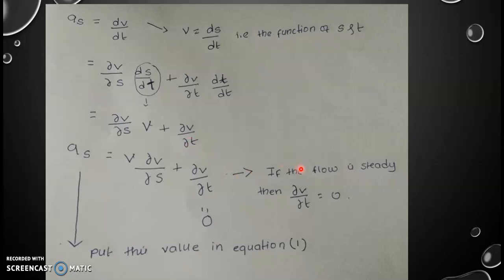But if you remember, we have assumed that the flow is steady, which means that the rate of change of velocity with respect to time is 0. So the derivative of dv by dt is 0.